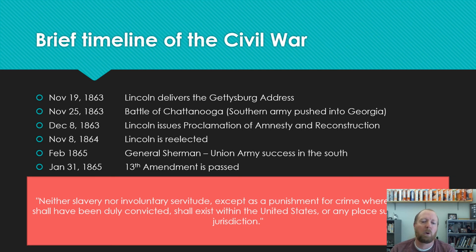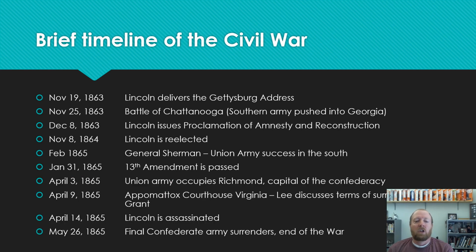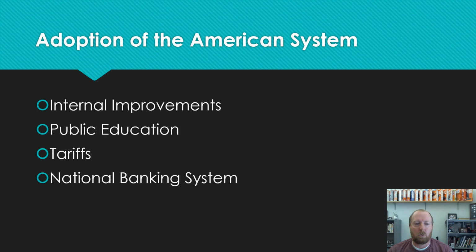And that's going to be important a little bit later in the Reconstruction era. But now every black man, every black woman and child is free in the United States. So we begin to see this great success in the South. April 14th, 1865, Lincoln is assassinated. And then May 26th, 1865, the Confederate Army surrenders, and we come to the end of the war.